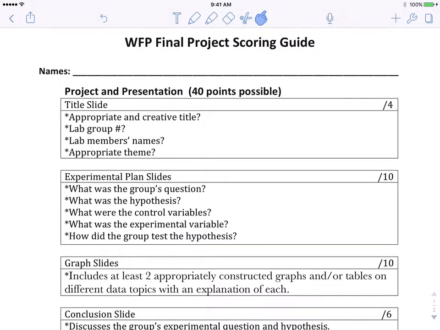So it's split up into different sections. The first of the sections right here is your title slide. This will be slide number 1 in your presentation. You want to make sure it has these 4 items: an appropriate and creative title, your lab group number, all your members' names, and an appropriate theme, meaning that the colors and the background all relate to Wisconsin Fast Plants or to what you did in your experiment.